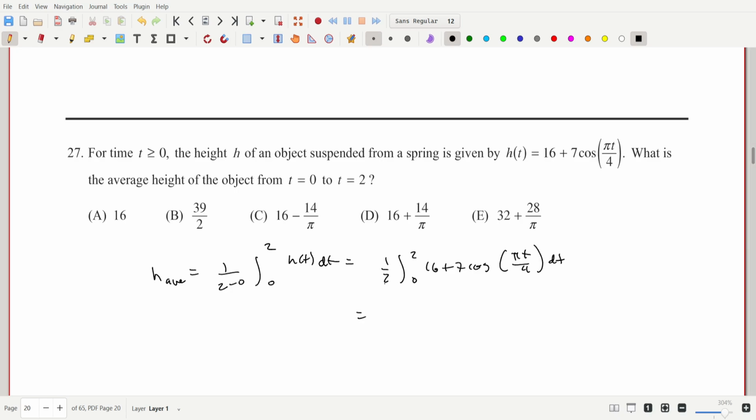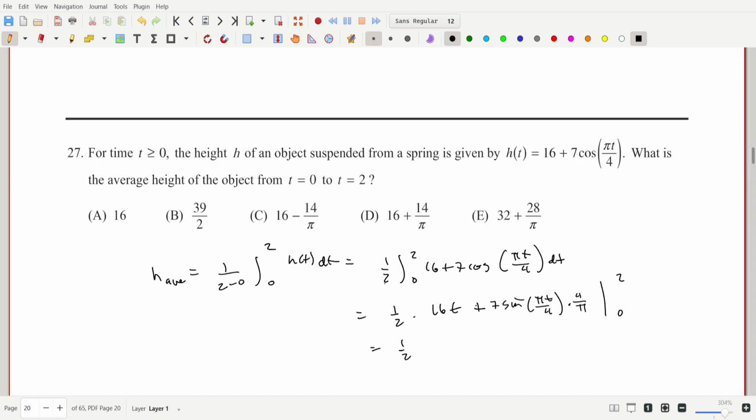Oh man, I have to do this by hand. That's so annoying. Okay, fine. 1/2 integral 0 to 2 of 16. Oh, sorry, anti-differentiate. 16t plus 7 sine pi t over 4 times 4 over pi, I believe. They want you to use u-substitution. I'm not going to. Basically, just check in your head that this does differentiate to that. The cosine pulls out, and you get a pi over 4. Yeah, that works.